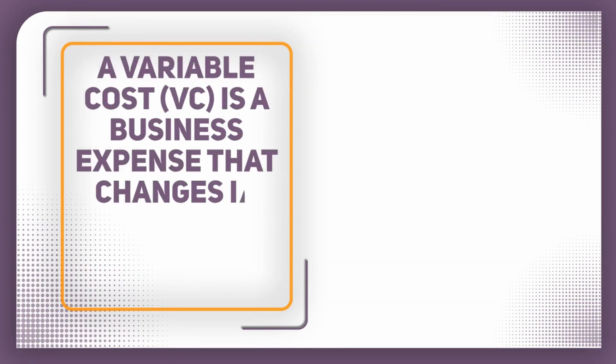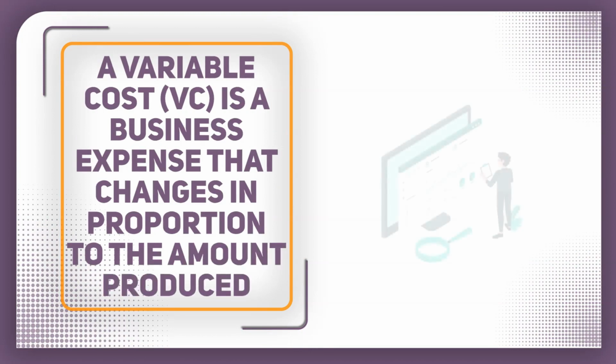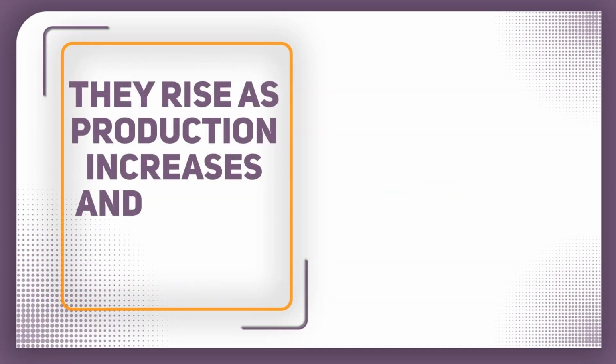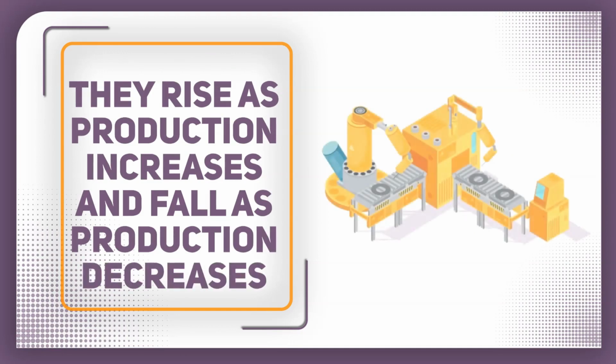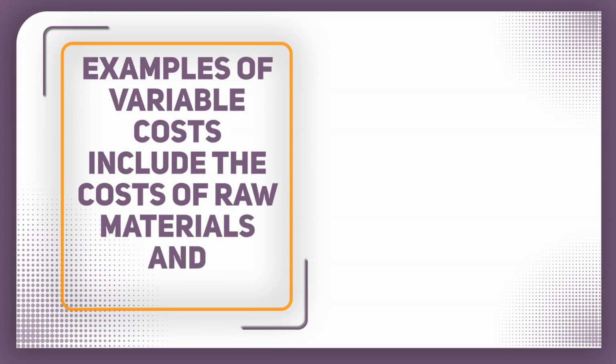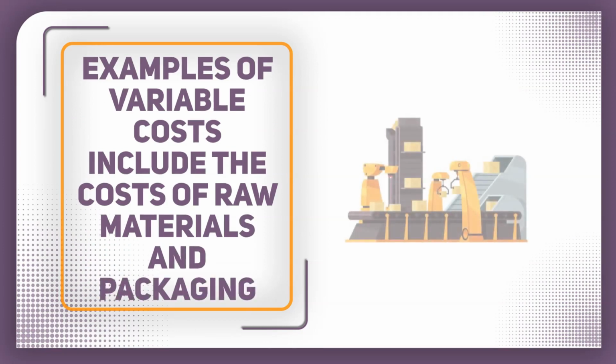A variable cost, however, is a business expense that changes in proportion to the amount produced. Variable costs increase or decrease depending on a business's production volume. They rise as production increases, and they fall as production decreases. Examples of variable costs include the costs of raw materials and the costs of packaging.